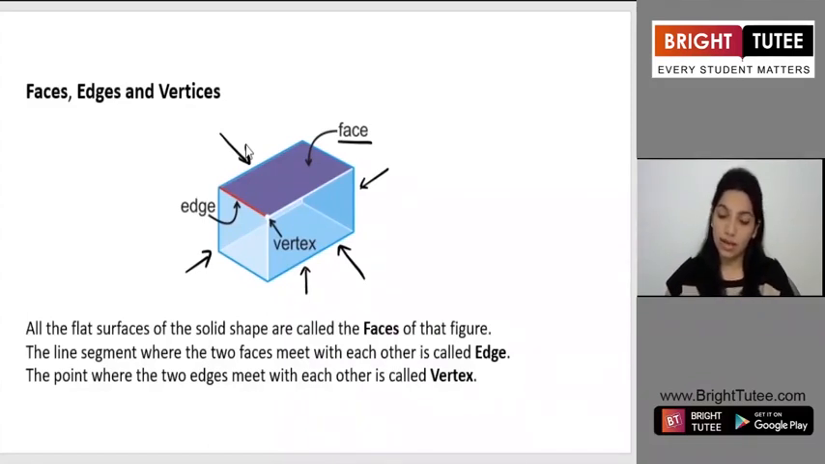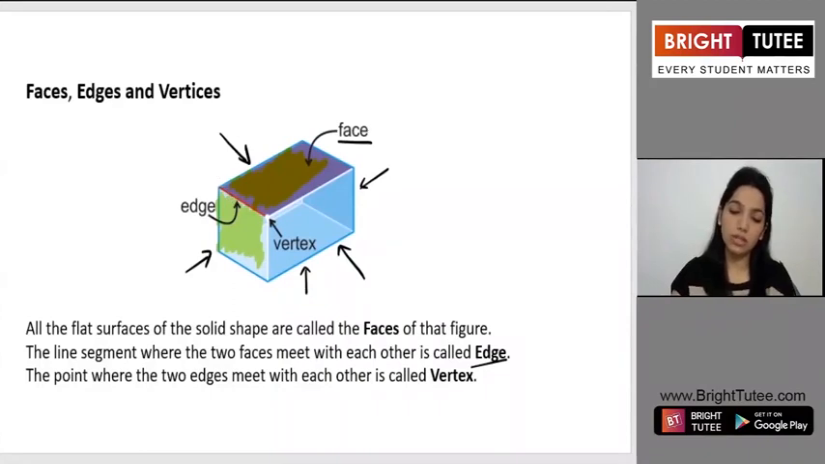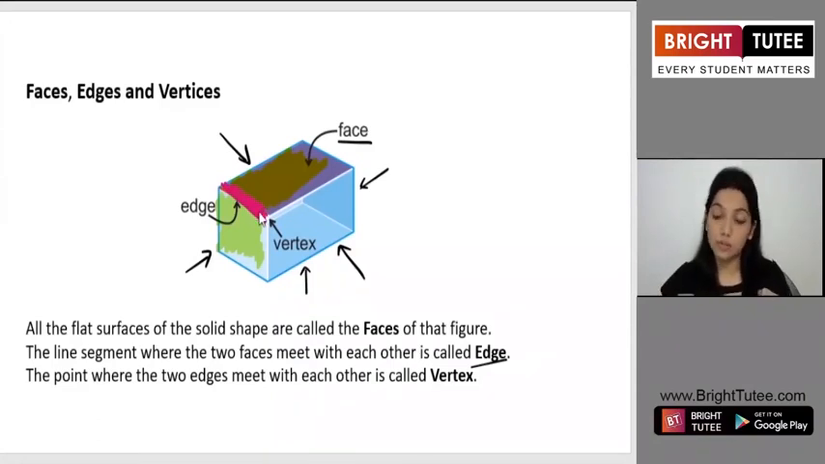What are edges? The line segment where 2 faces meet each other are called edges. See here where you see that this particular face and this particular face, these 2 faces are meeting each other at this particular line here. This particular edge, the meeting point of these 2 faces, is called an edge.